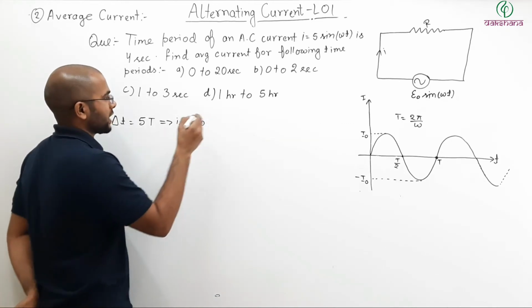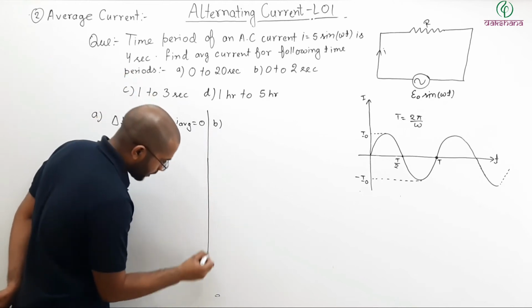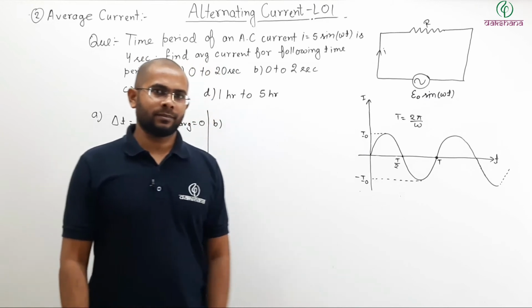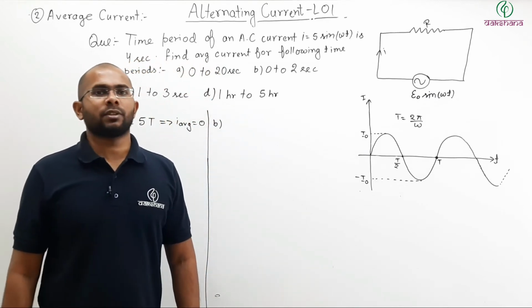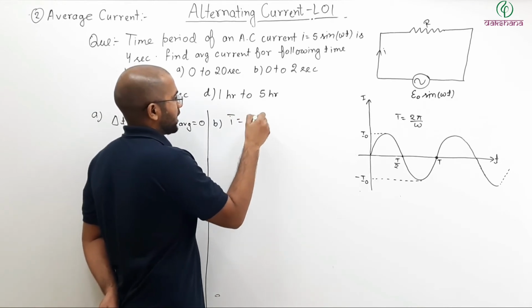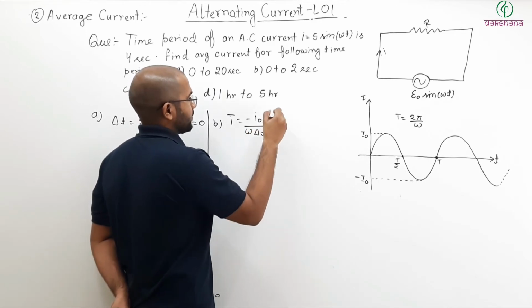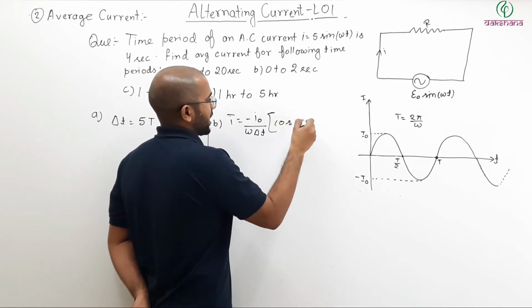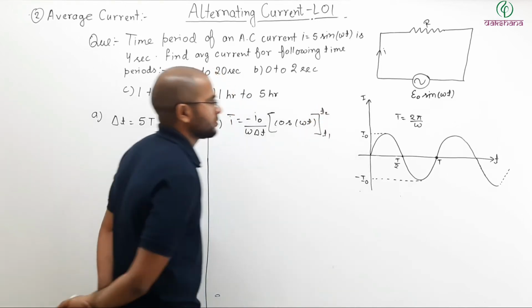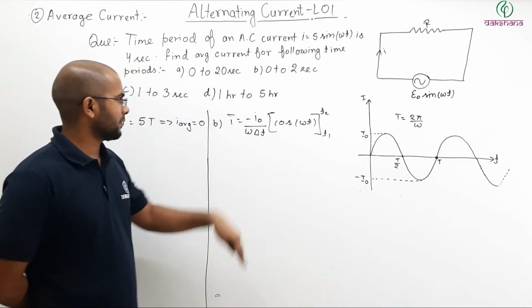From 0 to 2 second. Now the second case will be a little bit interesting, difficult also. From 0 to 2 second, that is half the time period. There you cannot say that it will be 0. So what is your general formula? I average is nothing but minus I naught divided by omega times delta t, cos of omega t from t1 to t2. How it comes to be, we have already derived, no need to write every time.